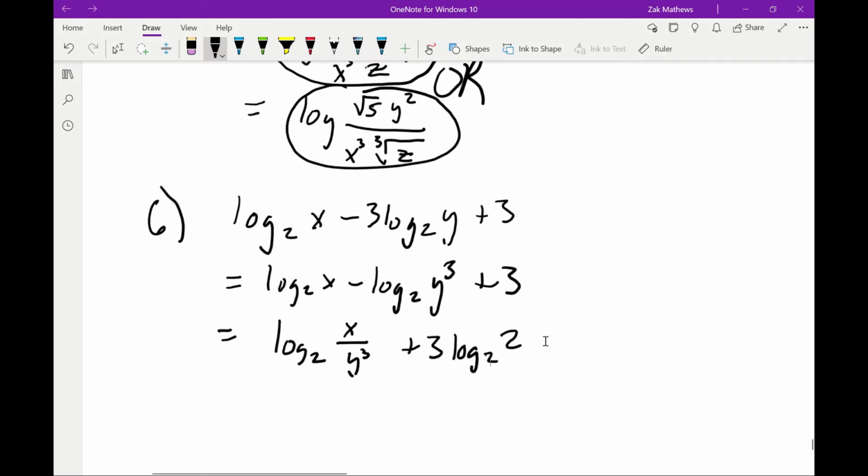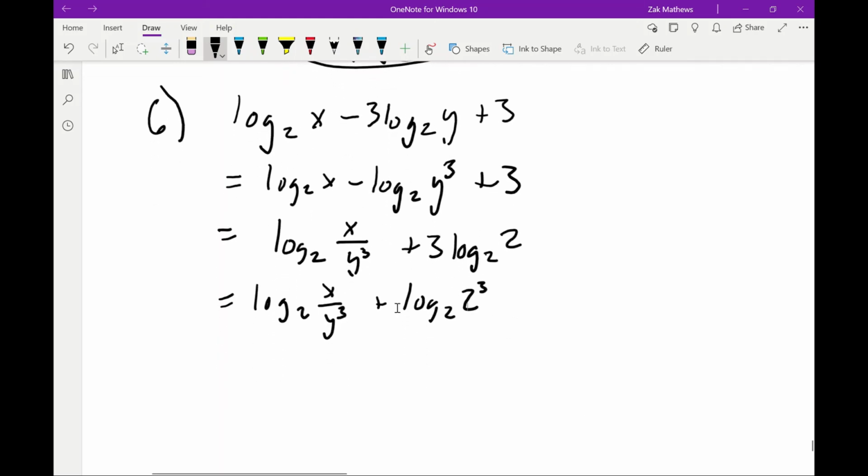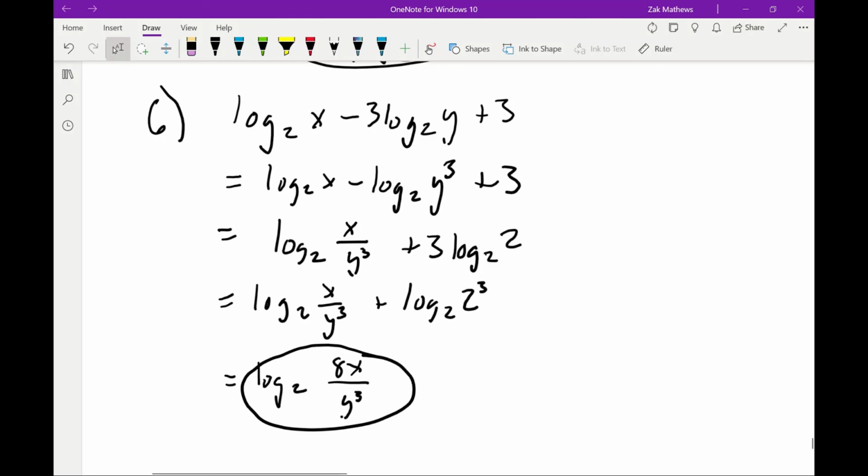Now that 3 is an exponent on the 2, so I can write it as log base 2 of x over y cubed plus log base 2 of 2 cubed. 2 cubed is just 8. And because we're adding, that's telling me to multiply inside the log. So we'd have 8x over y cubed. Could I have multiplied by that log base 2 of 2 in the very first step? Sure, I could have. That would have been probably a little bit faster. But the key is, anytime you have just that single value number with no log hanging around, it's got to have the log if we want to condense it. It's got to have the same log. It can't be a different log.